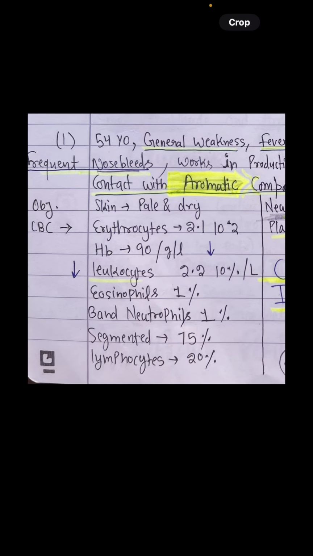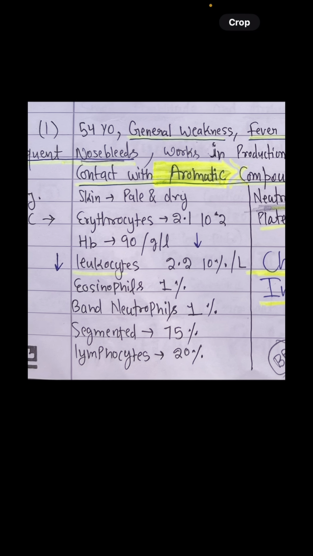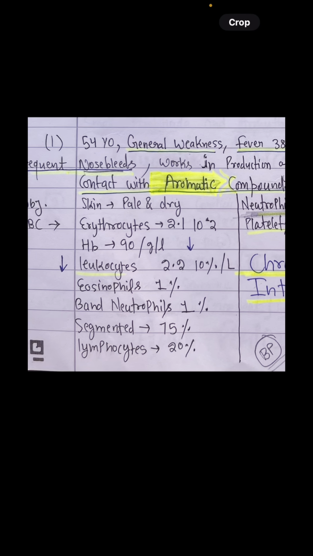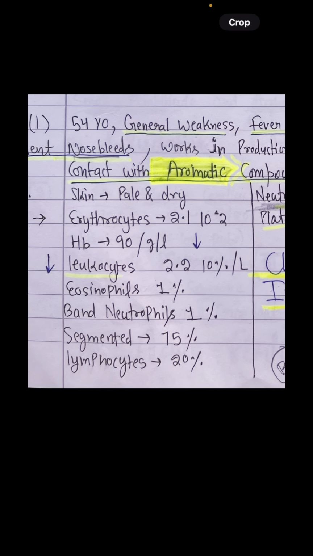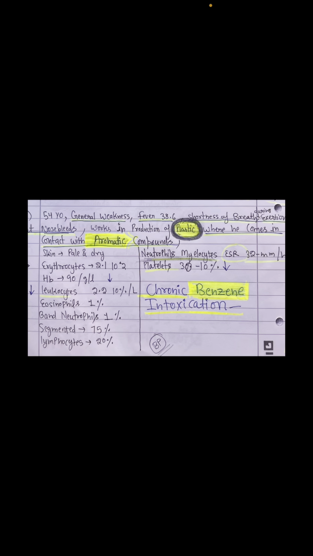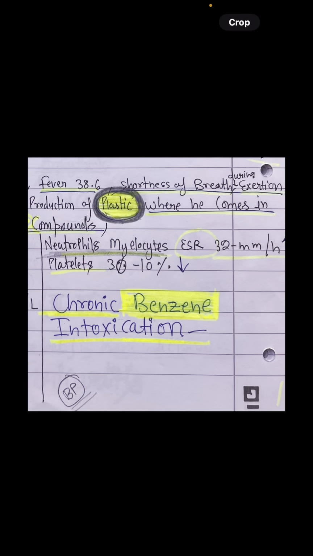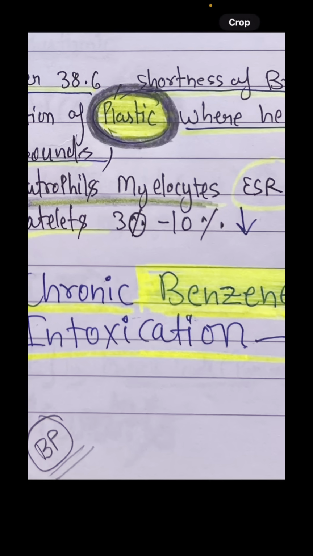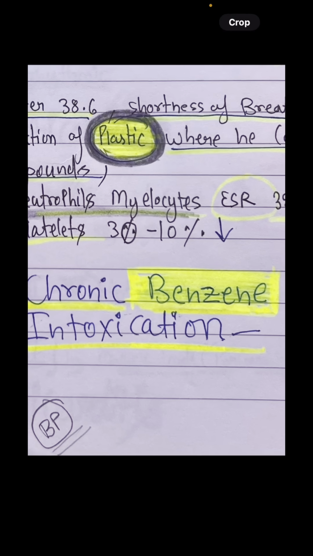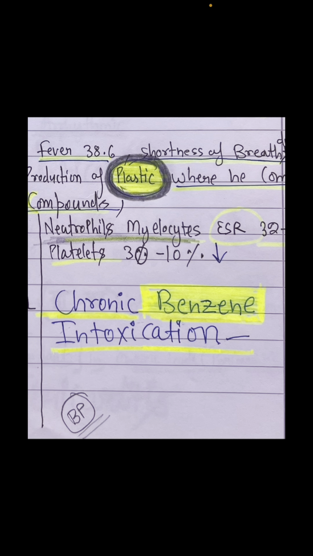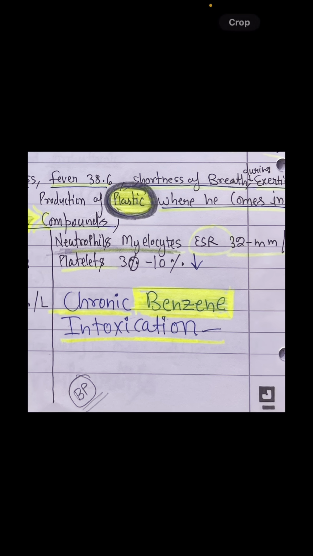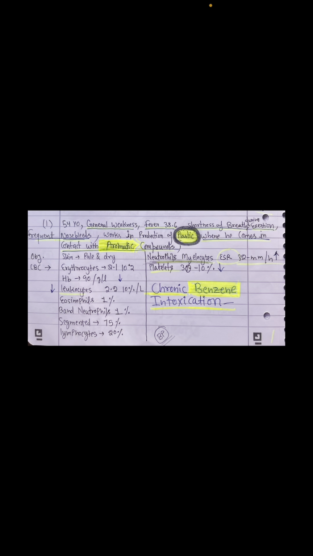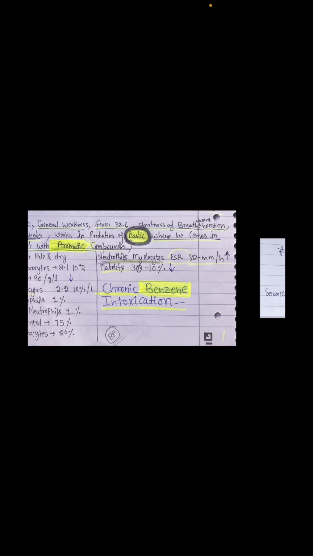So as you can see, the CBC reports erythrocytes are low, hemoglobin low, leukocytes are low, eosinophils are okay, band neutrophils, segmented lymphocytes. The CBC profile is severely affected. ESR is elevated. The platelets, thrombocytopenia we discussed in the definition portion. So thrombocytopenia is there. 30 are severely low. So when you see aromatic compound or the use of plastic, mark chronic benzene intoxication.